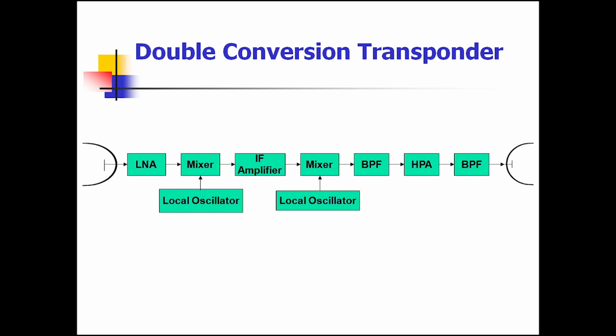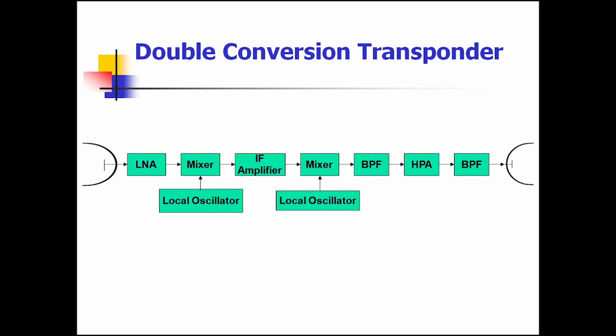Now let us discuss in detail the double conversion transponder. This system is similar to the single conversion transponder, but there is a difference. Double frequency conversion is carried out in the double conversion transponder. There are two mixers present here. The main advantage of the double conversion transponder is that there is great flexibility in filtering and amplification. Amplification and selectivity can be obtained very easily.